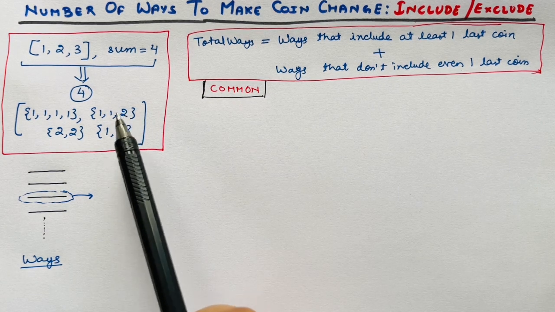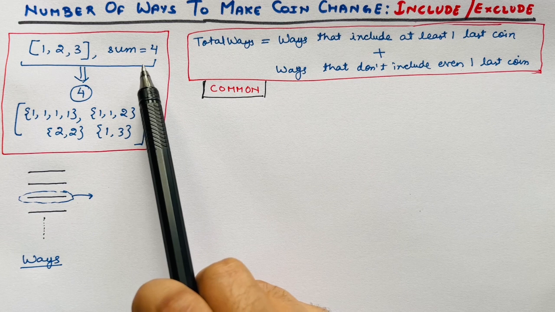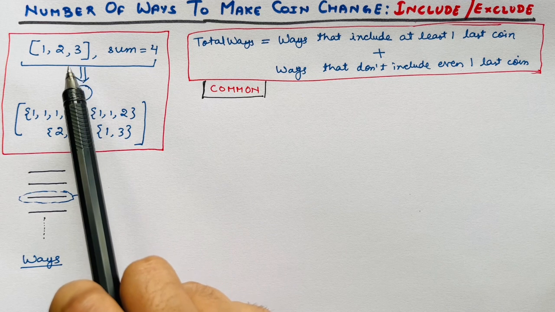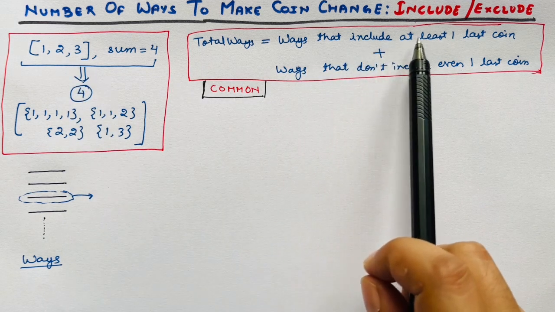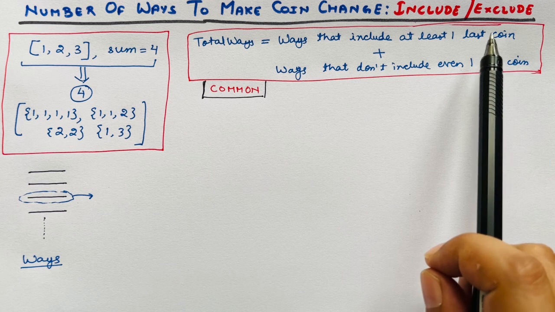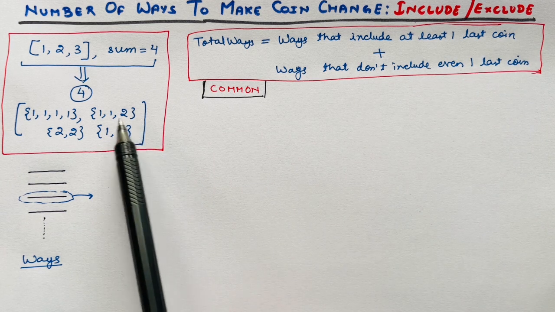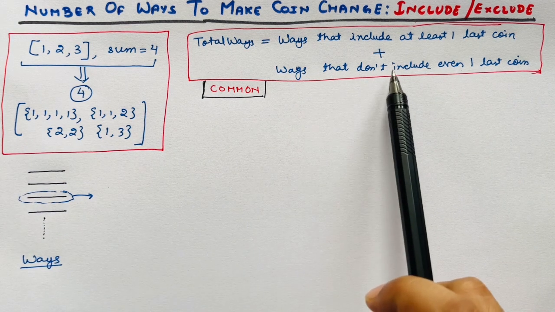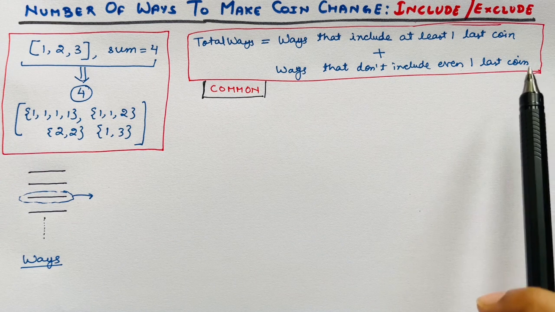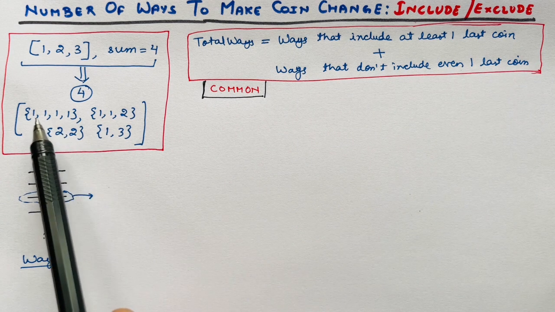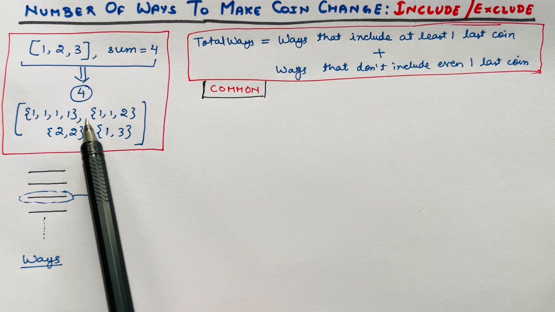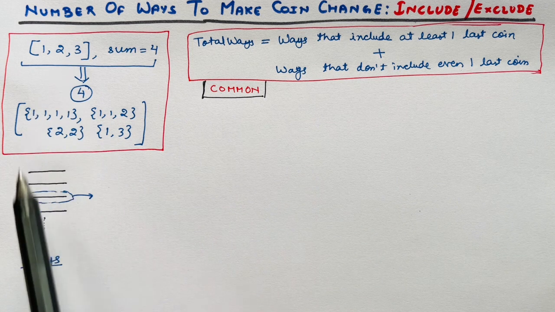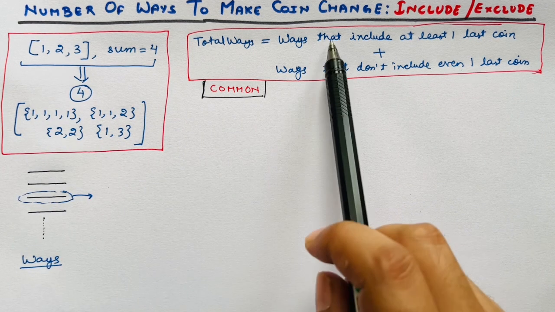Consider this example. We have to make change for sum equal to 4. And what is the last coin? The last coin is valued at 3. Now what are the number of ways that include at least one last coin? This is equal to 1. How? This 1, 3 includes at least one last coin. Then what are the number of ways that don't include even one last coin? It is 3. How? Because all of these three, 1, 1, 1, 1, 1, 1, 2 and 2, 2, none of these three include even one coin of rupees 3. And therefore 1 plus 3 equals 4.